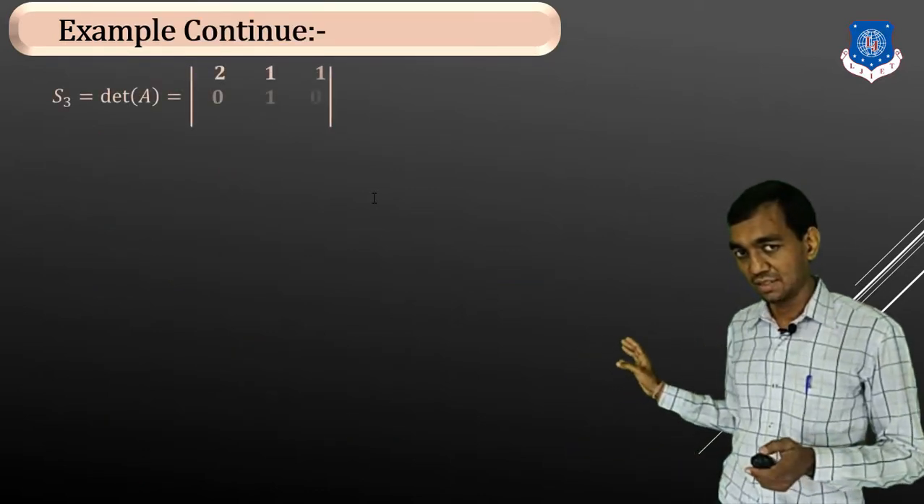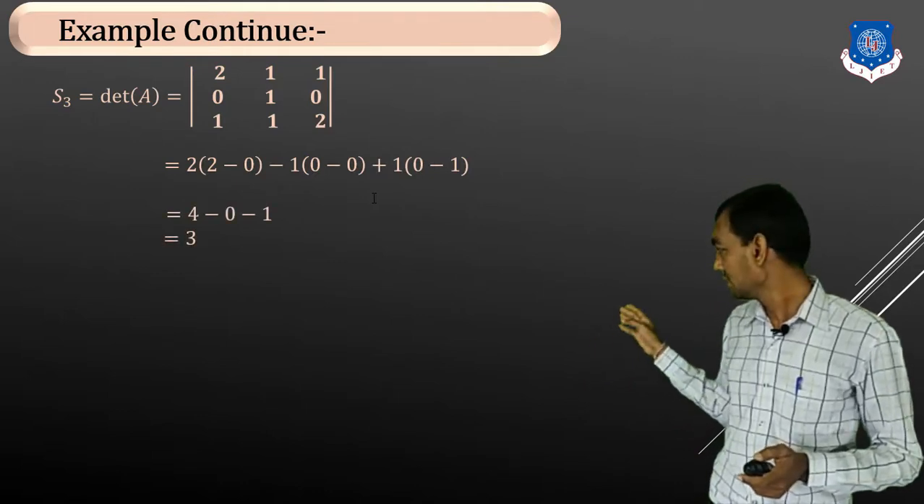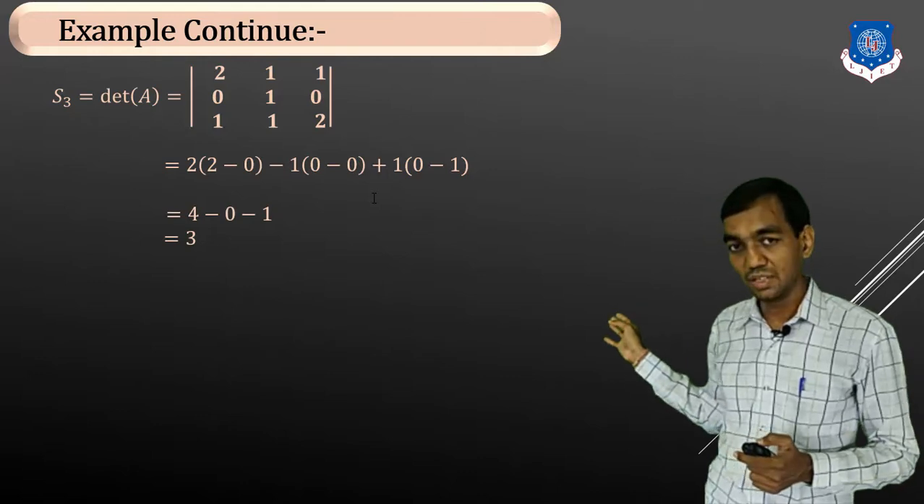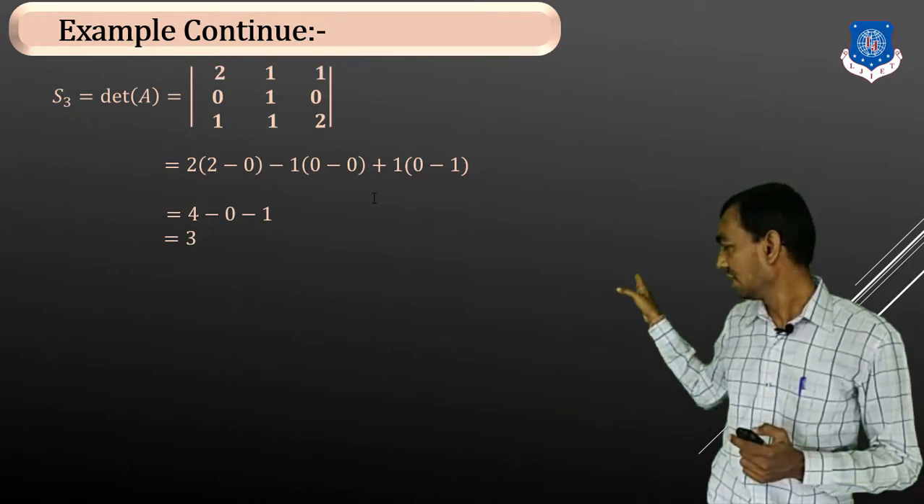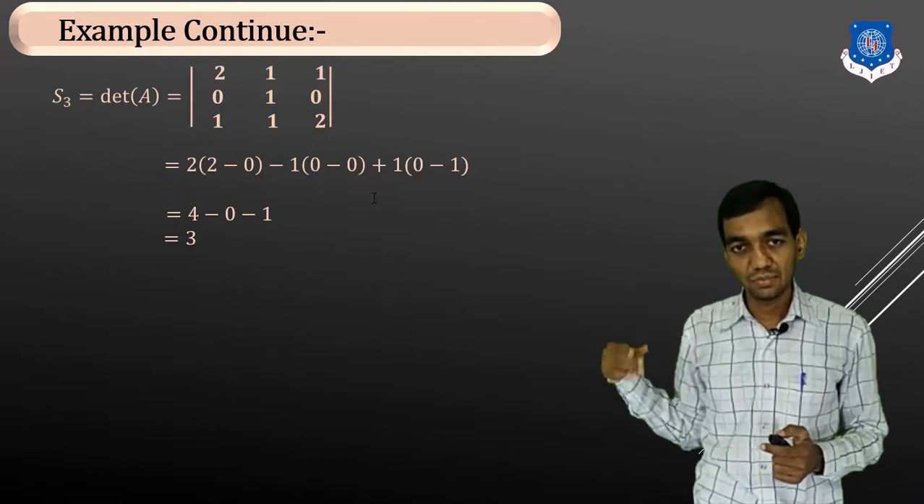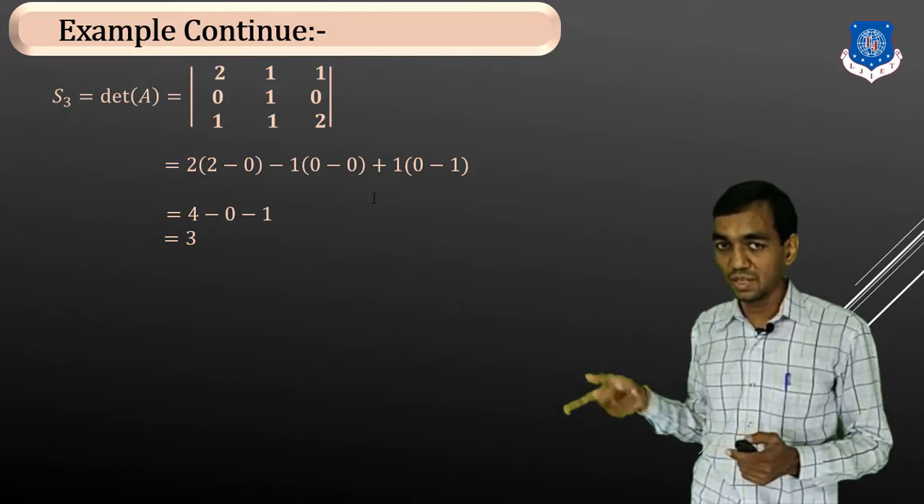In the same manner S3. S3 is the determinant of A. And determinant of A is nothing but 2 into the minor of 2, that will be 2 minus 0. In the same manner minus 1 into the minor of 1, that will be 0 minus 0. And in the same manner plus 1 into the minor of 1, that will be 0 minus 1.